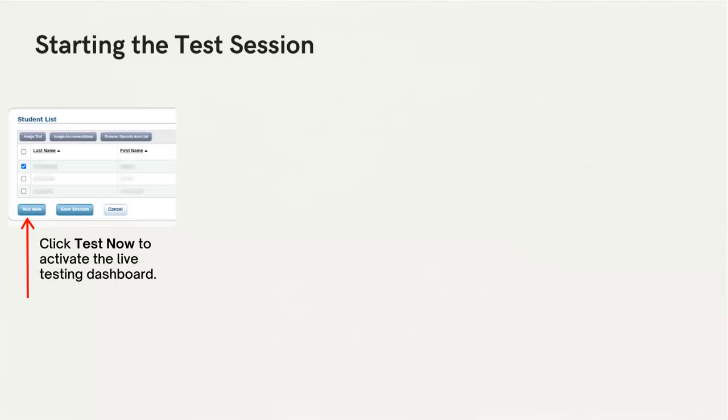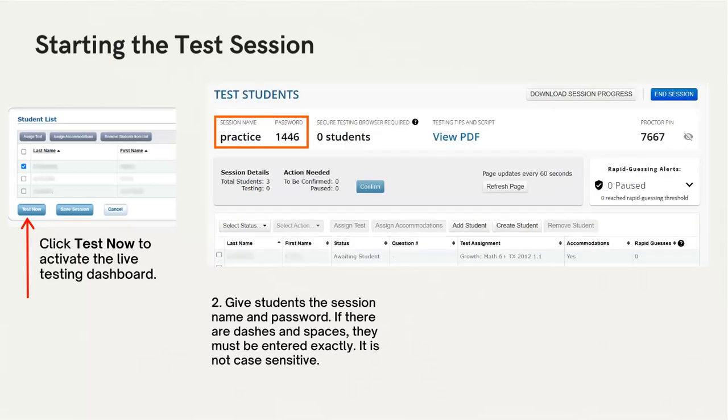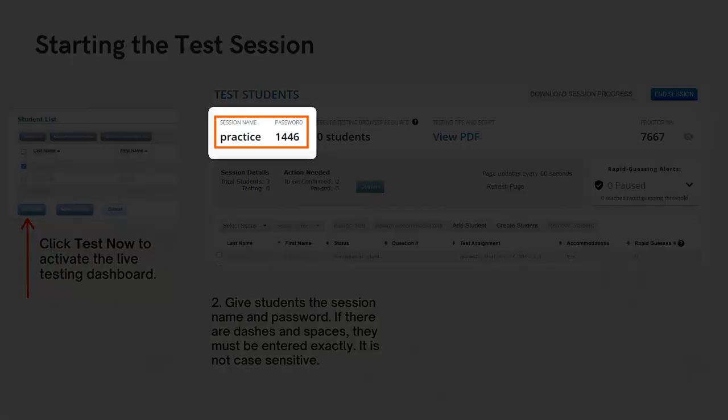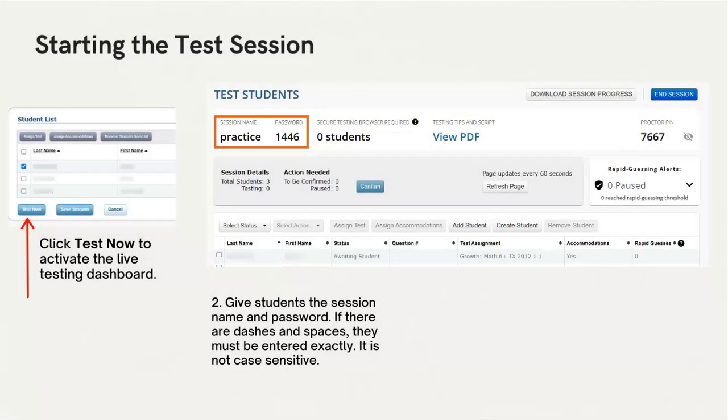Once you are sure accommodations are correct and your roster is correct and you are ready to administer the test, click on Test Now. This opens up the testing dashboard. You will need to give the students the session name and password. Students need to enter the session name exactly as it is written, including spaces and dashes. However, it is not case sensitive.